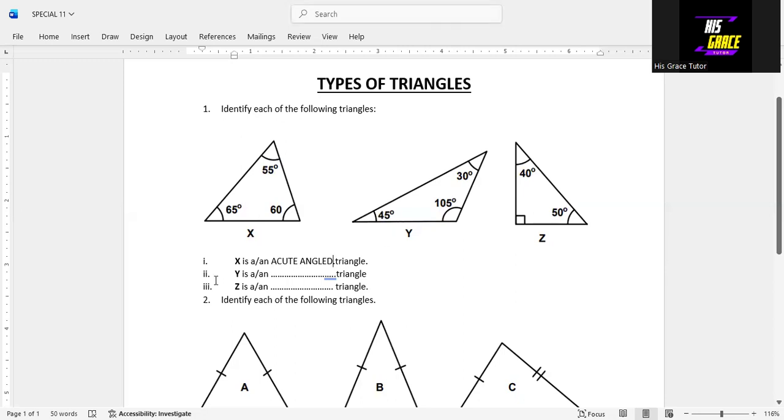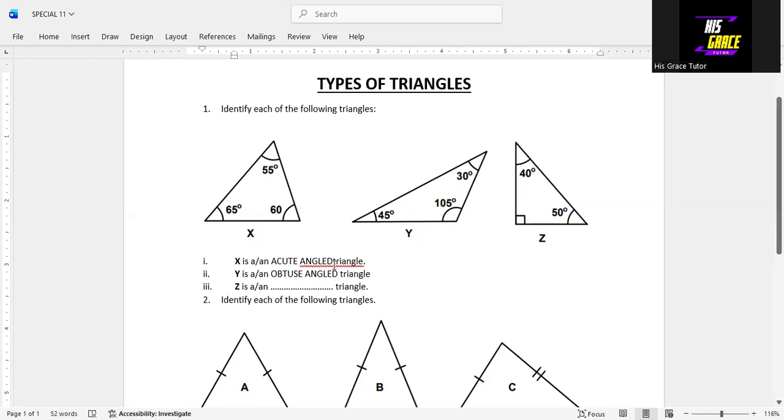Then we have Roman figure 2. Y is a dash triangle. When we have a triangle in which one of the interior angles is greater than 90 degrees, this type of triangle is called an obtuse angled triangle. So triangle Y is an obtuse angled triangle as we see it here.